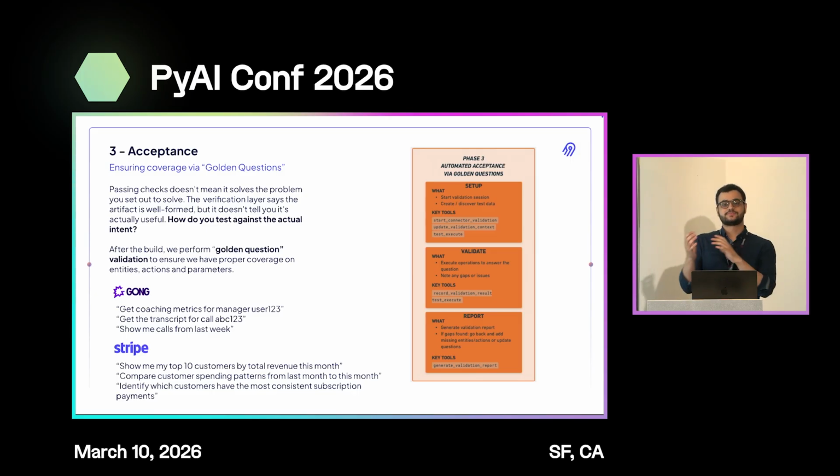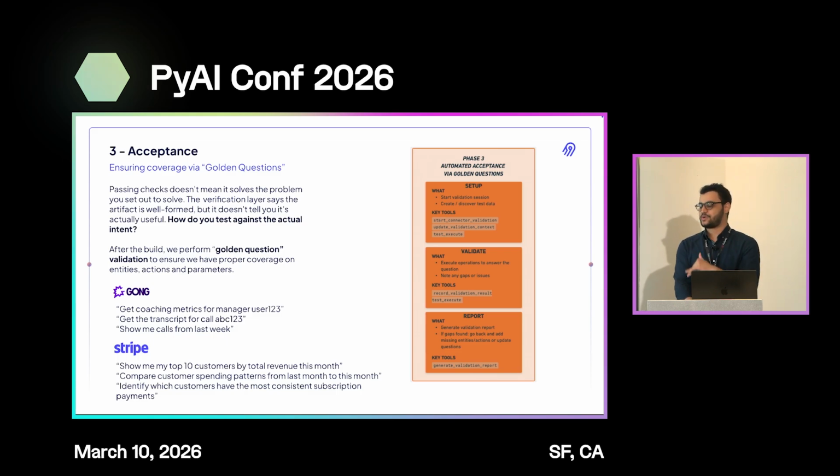That leaves behind a trace of the questions that we asked, the responses that the agent came up with, and the tools that it used to get there. If the agent can't answer one of these questions, then that's a gap that we identify and we send it back to the build process.